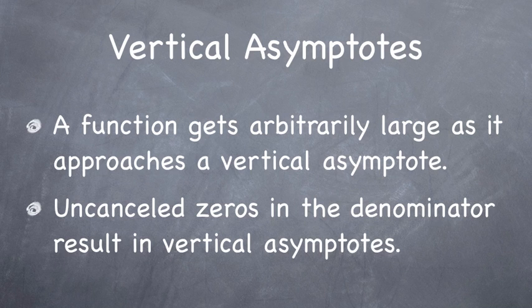Now, if we have a term in the denominator that gives us 0, but we also have the exact same term in the numerator, they're going to cancel out. They're still going to have an effect on what our graph looks like. It's going to leave a hole at that point. But if the terms cancel out completely between the numerator and denominator, it's not going to result in an asymptote. That will only occur when there's an uncanceled 0 in the denominator.